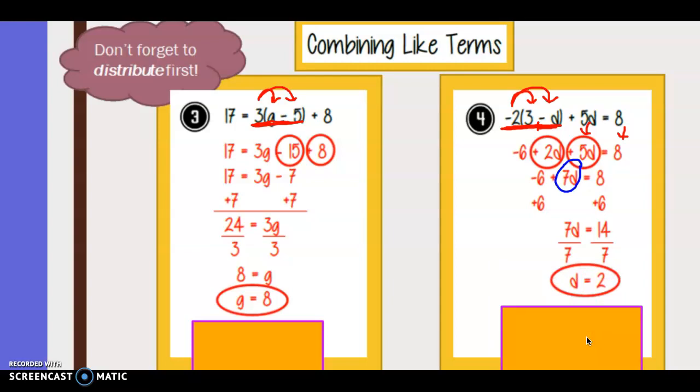So all of those are examples of solving multi-step equations. As a little summary, what you want to do first is distribute. Second, combine like terms. After that, follow what you've learned on solving two-step equations. I hope you feel good about solving multi-step equations.